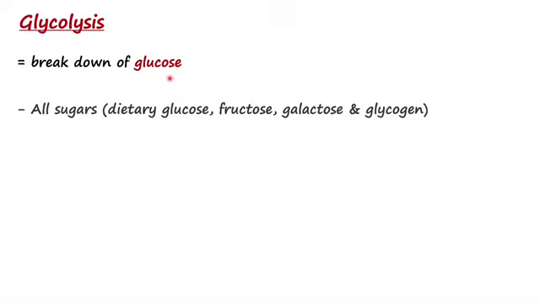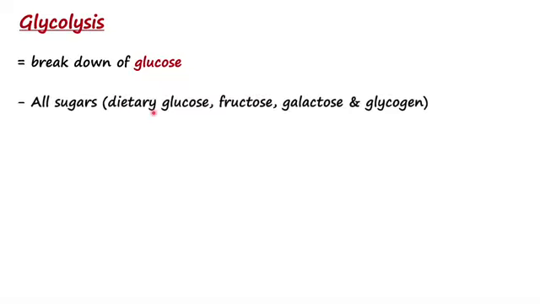Hey everyone, in this lesson we are going to talk about glycolysis. So glycolysis: lysis means breakdown and glyco indicates glucose. So basically glycolysis is the breakdown of glucose, and this glucose can be supplied from any sugar, and this could be dietary sugar, fructose, galactose or glycogen, as well as it can also be supplied from any catabolic reaction.